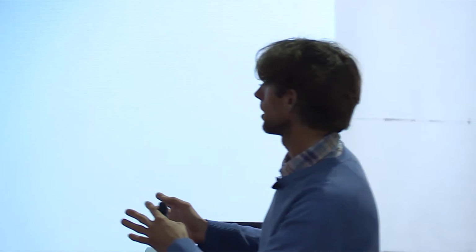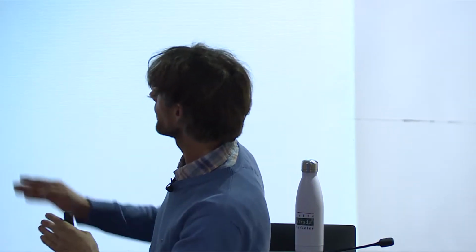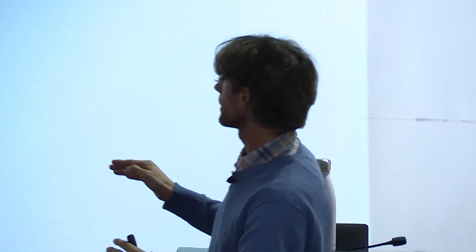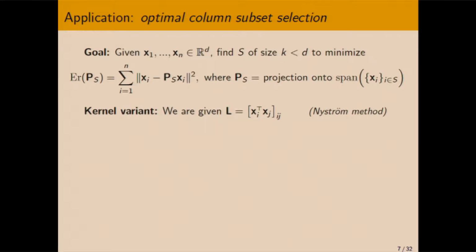And just on the side, there's also a variant of this problem in the kernel setting, where instead of giving us the n vectors, we can be given the matrix L directly, the matrix of the dot products. In this case, this is often referred to as the Nystrom method. For both of these problems, there's a lot of literature on the topic from both machine learning and computer science communities.